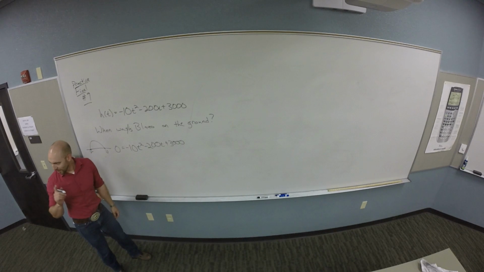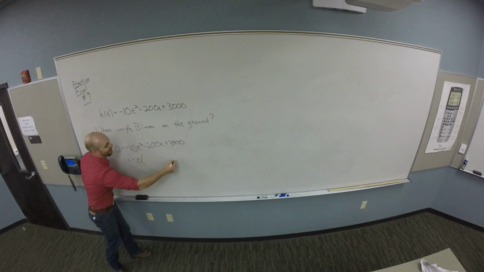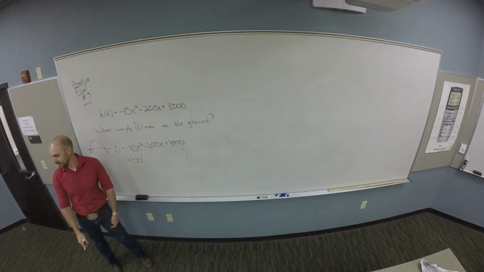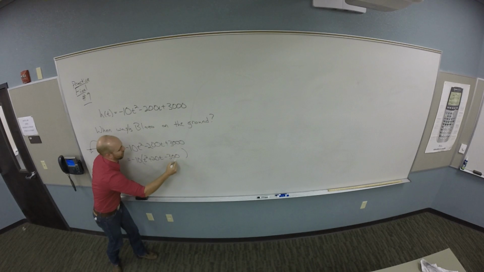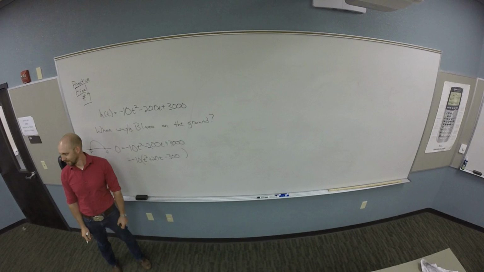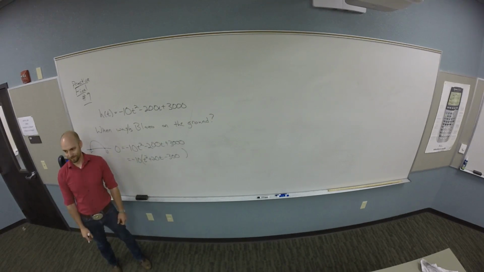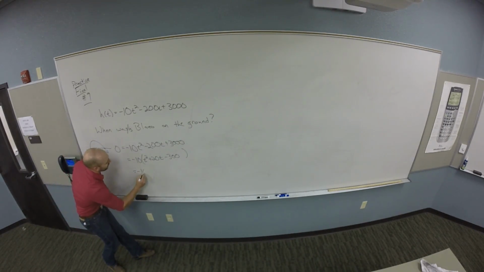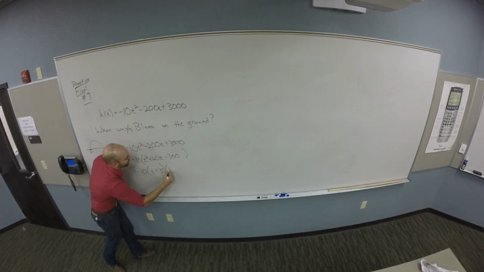This is a carefully crafted question. So factor a negative 10 out. What are you left with when you factor a negative 10 out? T squared plus 20t minus 300. Okay, so I need two numbers that multiply to 300 and add to 20. 30 and 10. So this is negative 10 times t plus 30 times t minus 10.